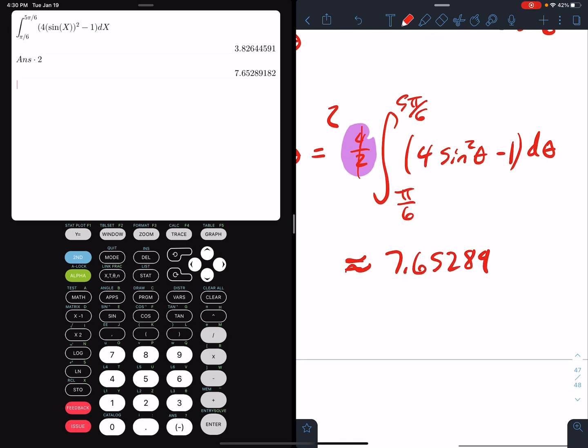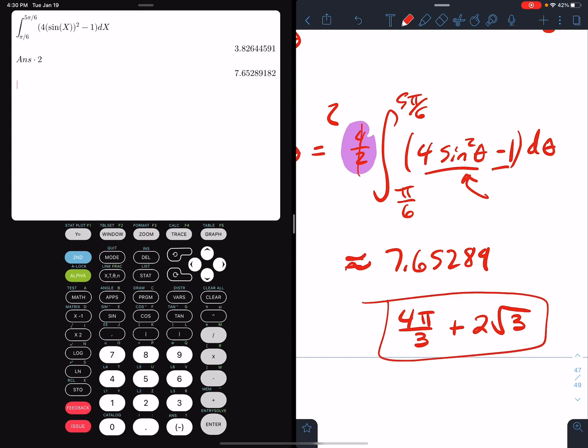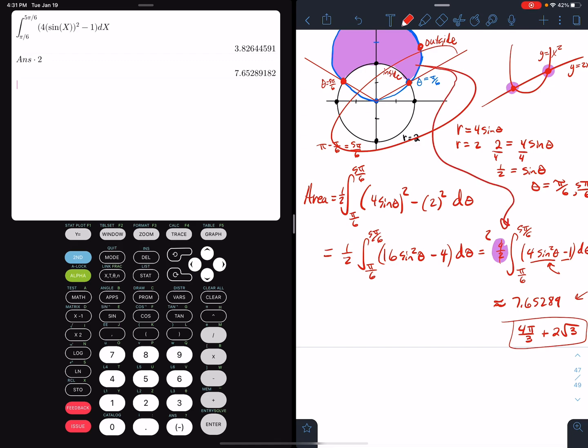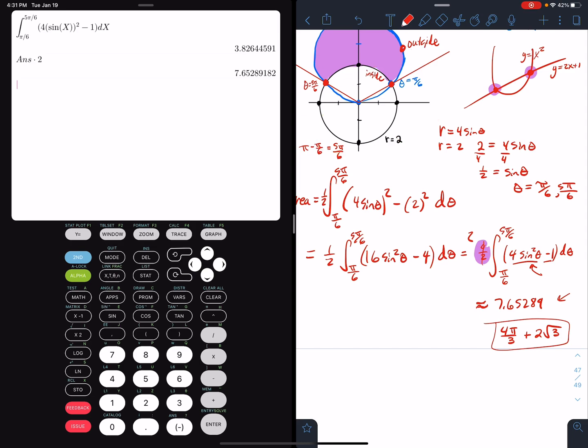So I get roughly 7.65289. Now, if you did this and got the exact answer, which you could definitely do with your reduction identity, break this into 2 integrals and you can do this pretty fast, okay? And you would get 4 pi over 3 plus 2 square root 3. So that would be the exact answer, but this is good enough if you show me the work to get from here to this point right here. That's going to be good enough, okay? But you could integrate this by hand if you wanted to. It's one of those that would actually end up working for you.